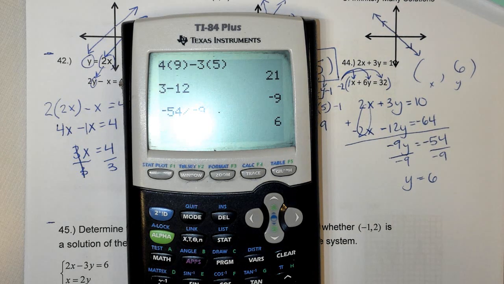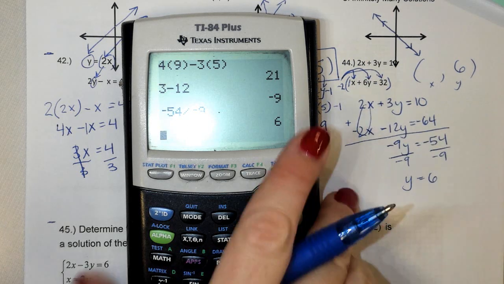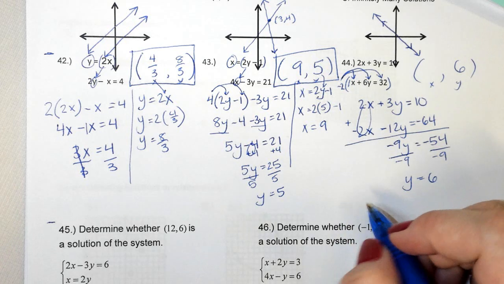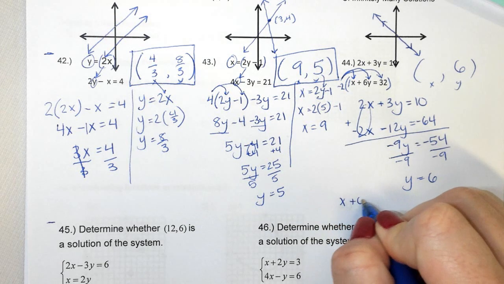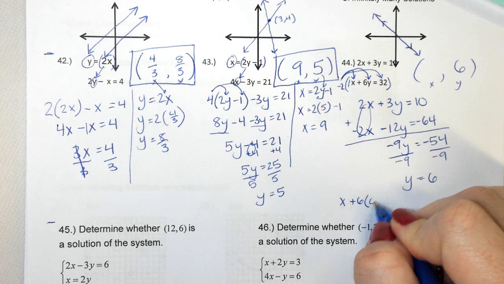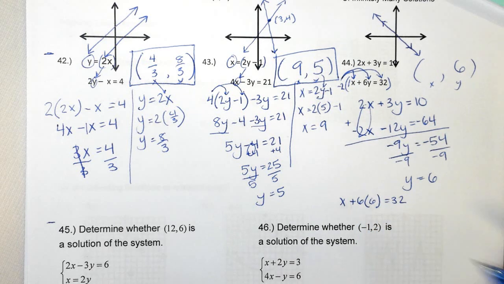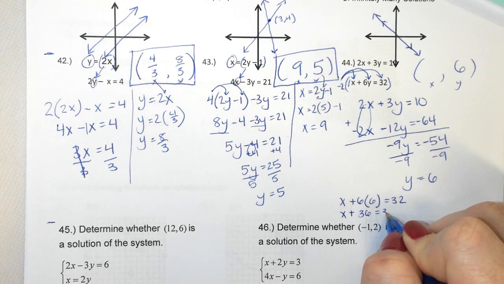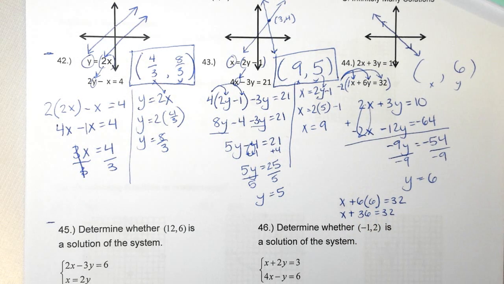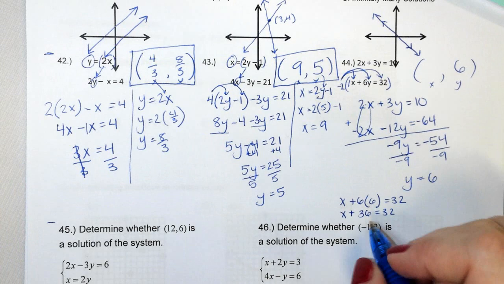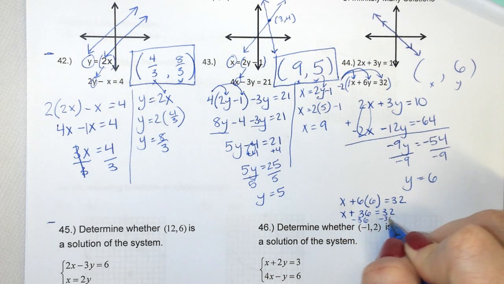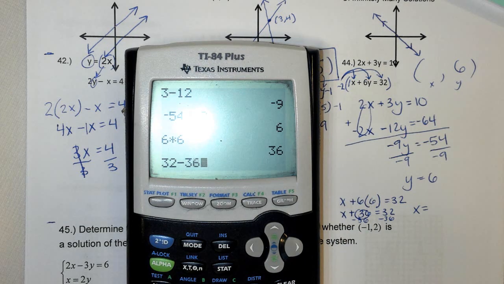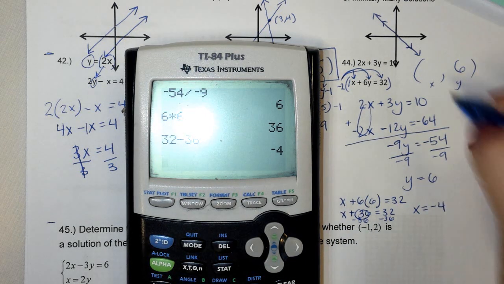Now, to find x, I pick either equation and I plug it into the original. So I'm going to pick the bottom one because the x is 1. There's going to be no dividing. So I have x plus 6, and instead of y, I'm going to put 6 equals 32. This gives me x plus 6 times 6 is 36. I don't know why I second guess myself on that. Minus 36 minus 36. So I get x equals 32 minus 36, which gives me negative 4.